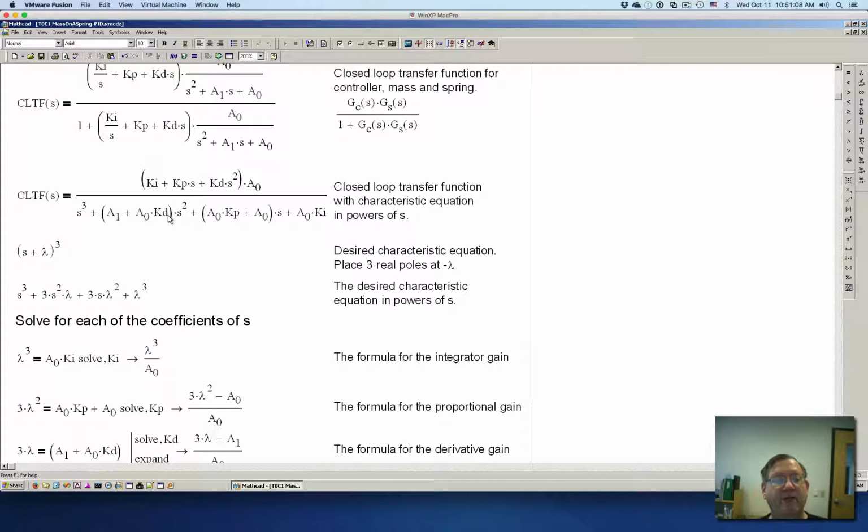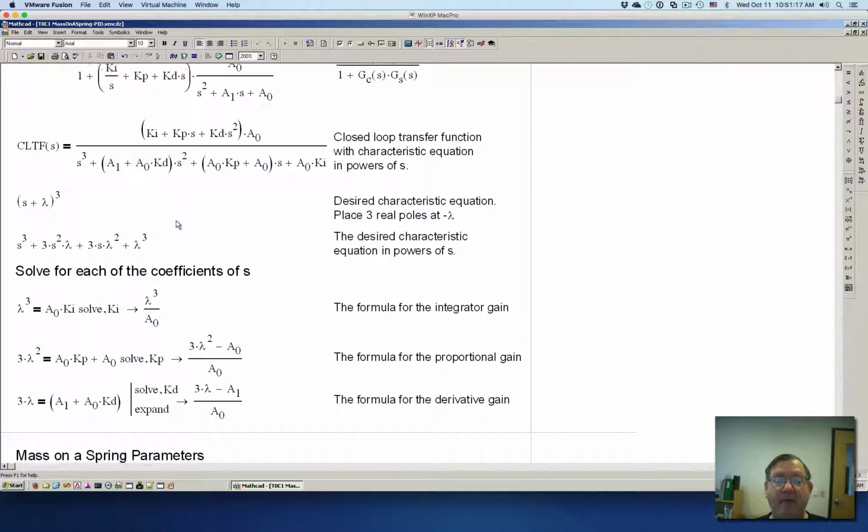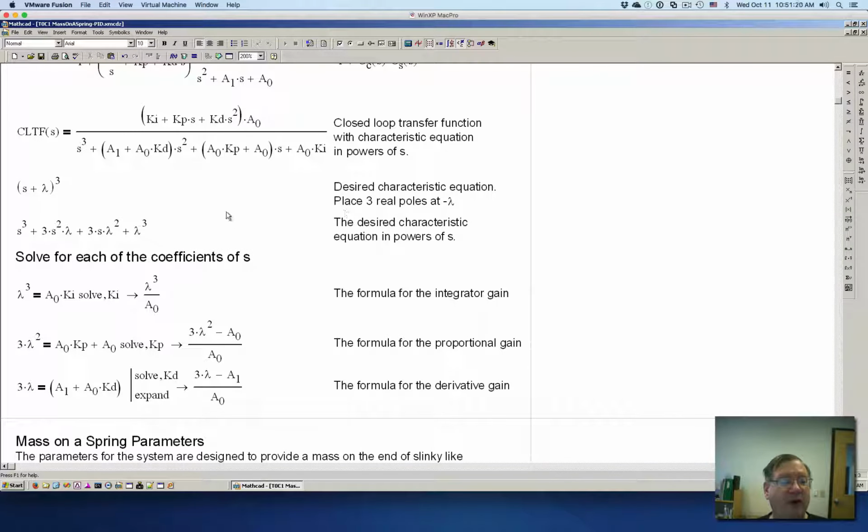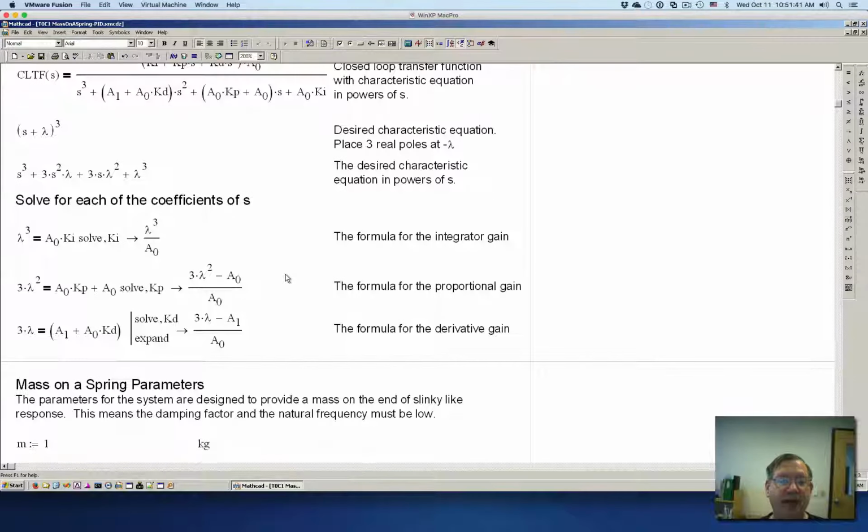And normally this system is going to be very, very underdamped. In fact, you'll see later I chose parameters that make it almost as bad to control as a slinky. But what I want to do is place 3 poles at minus lambda. So this is my desired characteristic equation, and this is the actual characteristic equation. What I need to do is find a way to adjust these gains so I get something that looks like this.